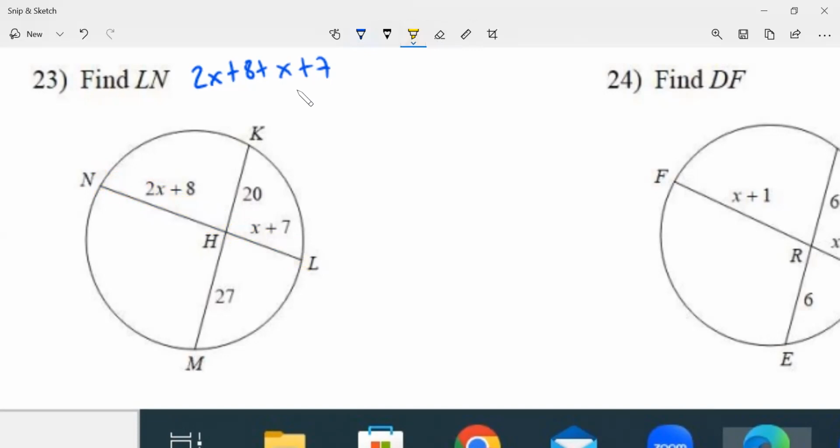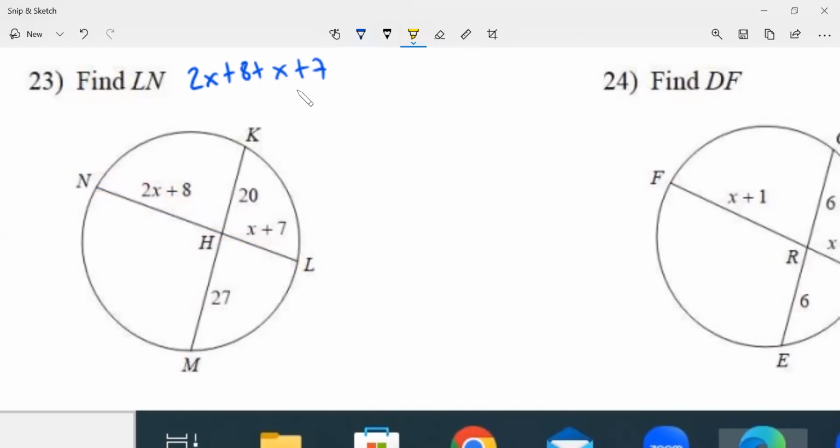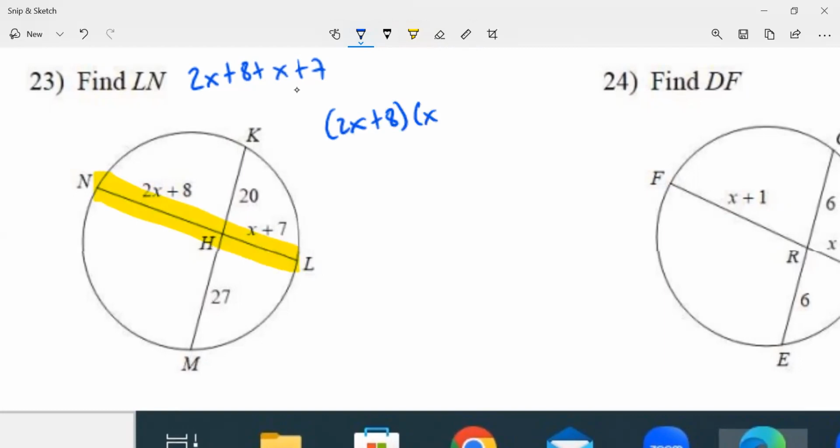Now, let me solve for x. I'm going to be looking at this segment. It's made by the measurements 2x plus 8 times x plus 7. And this other segment is made by the measurements 20 times 27.